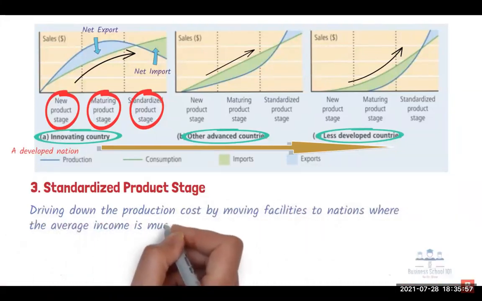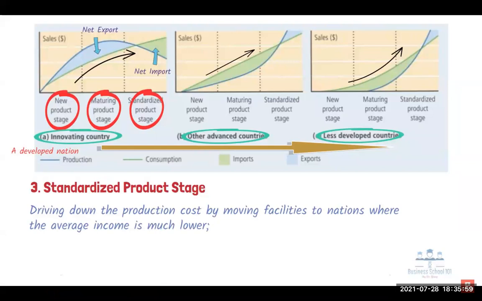In response to this, the corporation focuses on driving down the production cost by moving facilities to nations where the average income is much lower, and by standardizing and streamlining the manufacturing methods needed to make the product. The local workforce in lower income nations are then exposed to the technology and methods to make the product, and competitors begin to rise as they did in developed nations previously.